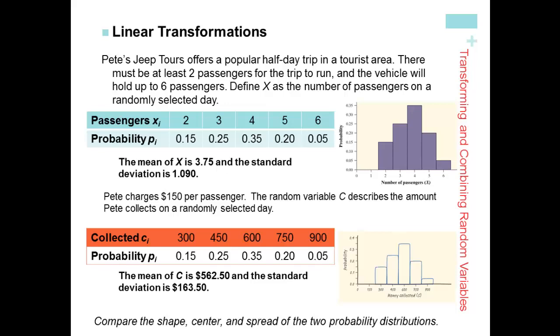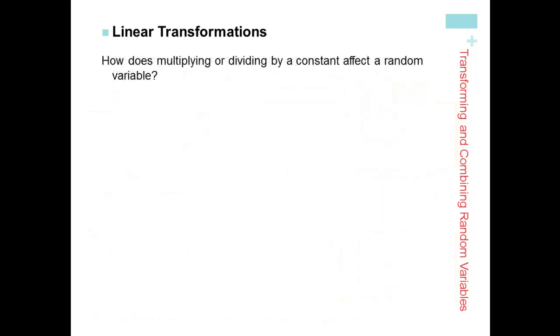If I compare the shape, center, and spread of the two distributions, notice the shape is the same. The center on the first was 3.75, and the center of the second, which is the amount Pete collects, is 562.5. And if I compare the spread, the standard deviation for the first, which is number of passengers, is 1.09, and the second, which is for how much Pete collects, is 163.5. What do you notice about these? Hopefully you noticed how multiplying or dividing by a constant affects a random variable.